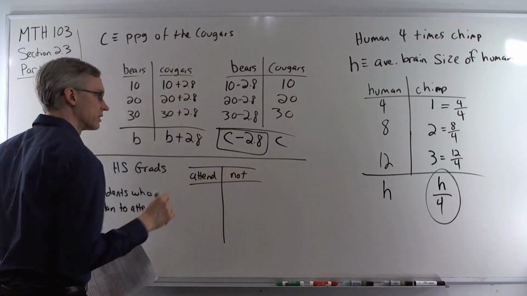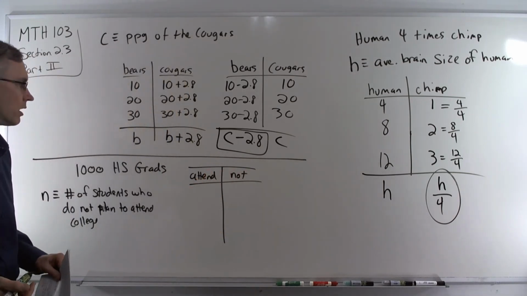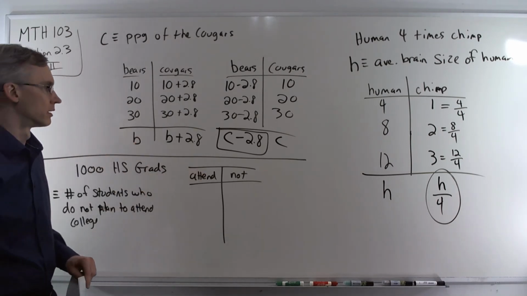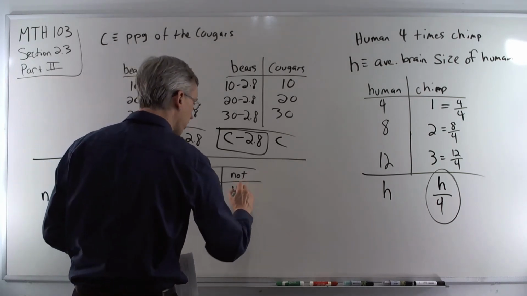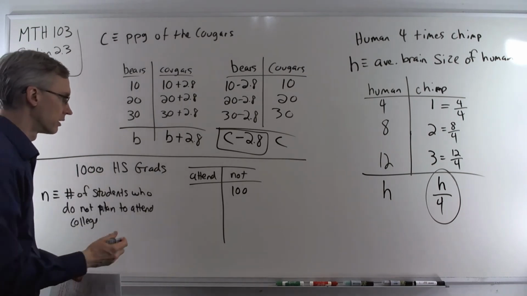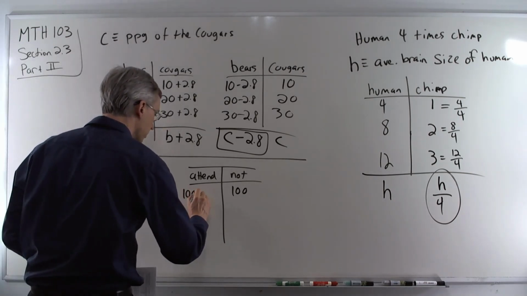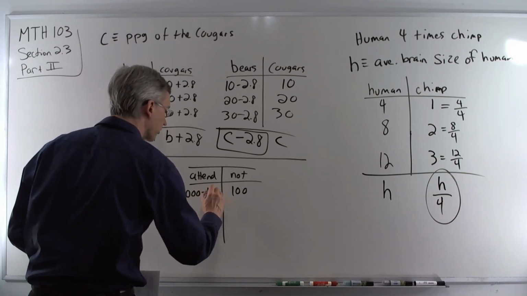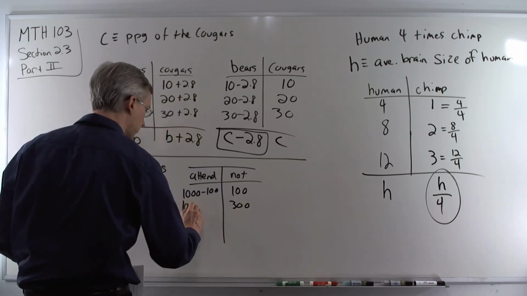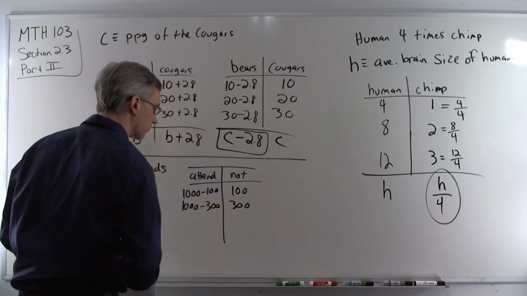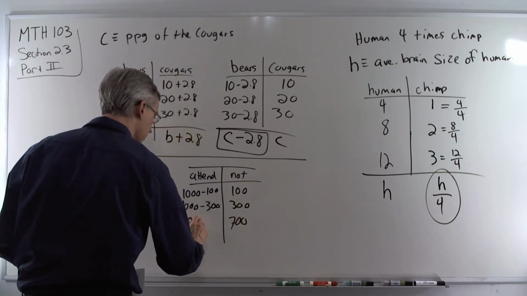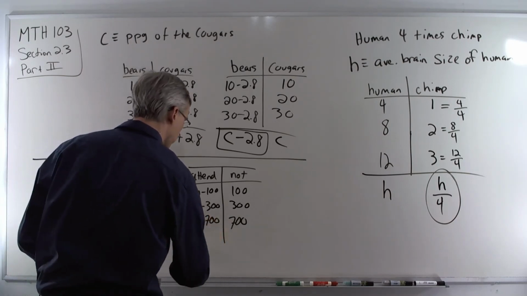All right, so here's the attendees. Here's the people who are not going to attend. So we have 1,000 total, which we're going to split up into these two groups. So let's say 100 are not going to attend college. So we removed 100 from the group of 1,000. If you remove something in math, that's subtraction. So the attendees would be 1,000 minus 100. And let's say 300 are not going to attend college. Then it would be 1,000 minus 300. Now let's say 700 are not going to attend college. Then we'd have 1,000 minus 700.